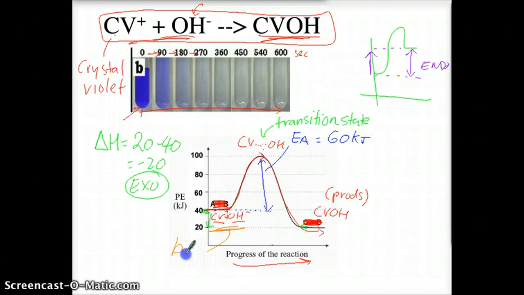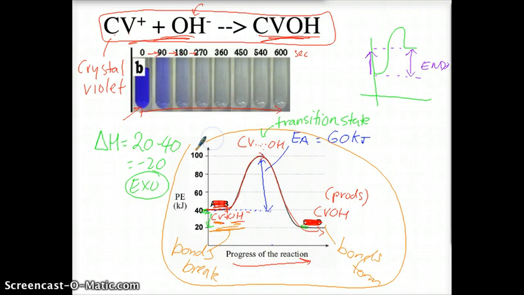Reactants, bonds break. We had to break some bonds between CV and OH. Then, when we make products, bonds form. New bonds are made. And depending on the energy of the bonds being broken and made, that tells us if the reaction is endothermic or exothermic. The main concept to walk away with is you need to know how to interpret these diagrams, tell if they're endothermic or exothermic, figure out how to calculate the activation energy, and understand this concept of reactant bonds breaking and product bonds forming.